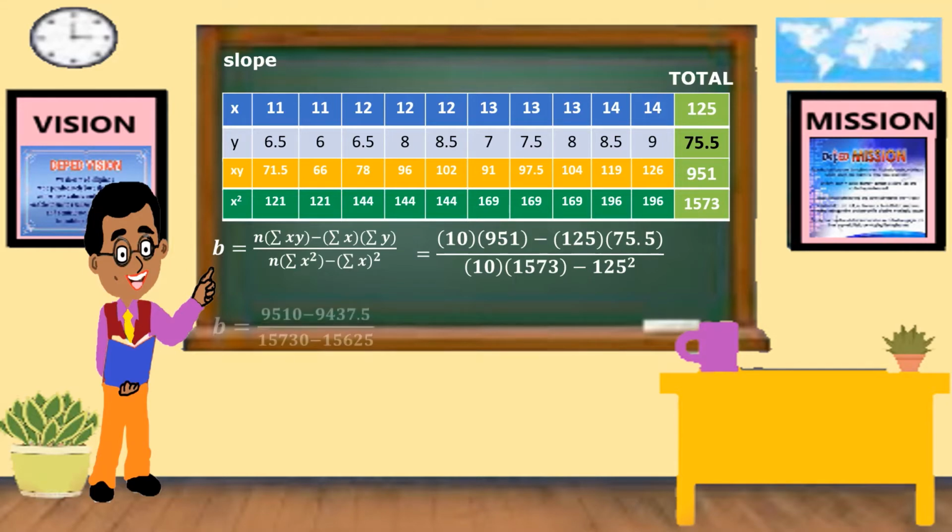Using the calculator, we can come up with 9,510 minus 9,437.5 over 15,730 minus 15,625. Then, again, with the calculator, we have here 72.5 over 105, and our b is 0.69. So our slope is 0.69, so it's positive. So probably it has a direct relationship.